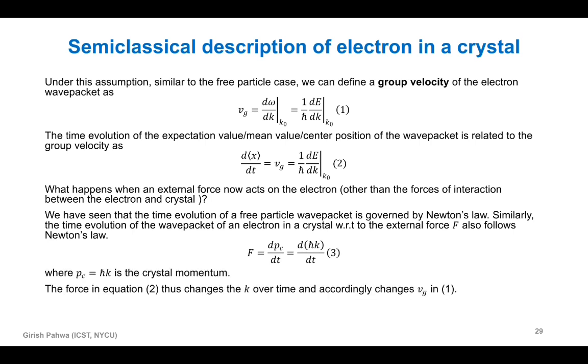Okay, so let's try to establish a relationship. Now I know that when I apply the force, it changes my velocity through k. Force changes k, which changes the group velocity. Now let's try to establish a relationship between the group velocity and the force. Now for a classical particle, we know that, what is the relationship between the velocity and the force for a classical particle?